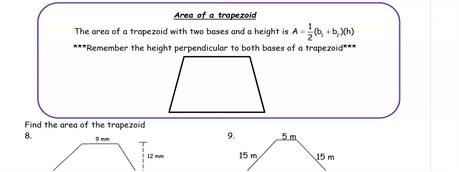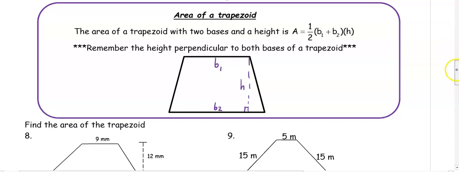Trapezoids, rhombus, and kites. To find the area of a trapezoid, it's similar to the area of a triangle, but now we have two bases. So we're going to have base 1 and base 2 that have to add together. We still need our heights to be perpendicular. So the area of a trapezoid is 1/2 times base 1 plus base 2 times the height.